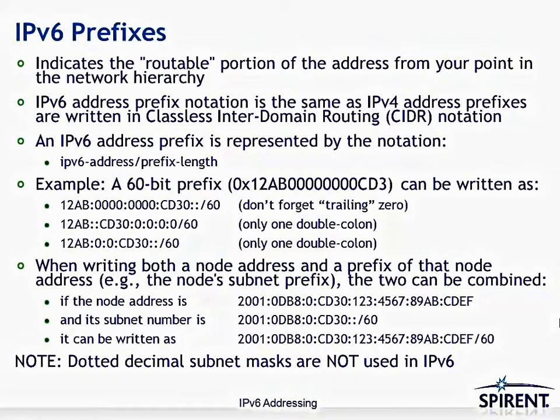So IPv6 prefixes. Over the course of the history of the internet and IP addressing in general, a prefix was used to indicate the routable portion of the address from your point in the network hierarchy. So as per CIDR, different points like the core of the internet will use shorter prefixes. Your organization will use prefixes plus subnets, and then there may even be host-specific routes. An IPv6 prefix is represented as an IPv6 address / the length. And that again came from the CIDR, or classless interdomain routing, scheme.